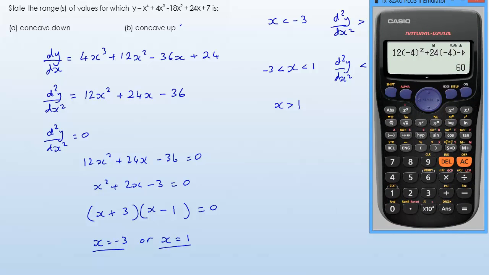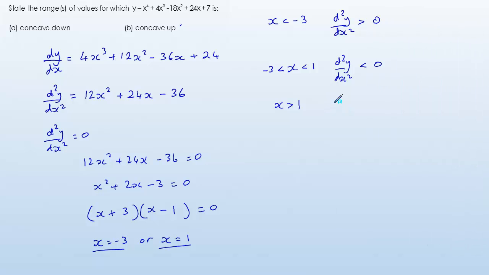So let's just go through and replace those negative 4s with 2s. So let's put a 2 there, and put a 2 there, and let's see what happens. So that's positive. So remember, when it's negative, that's concave down. When it's positive, that's concave up.